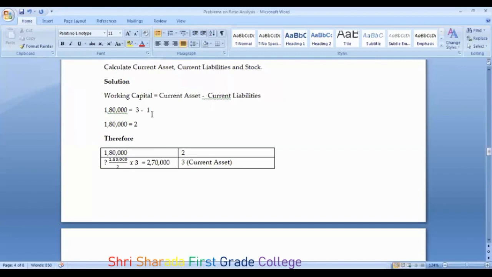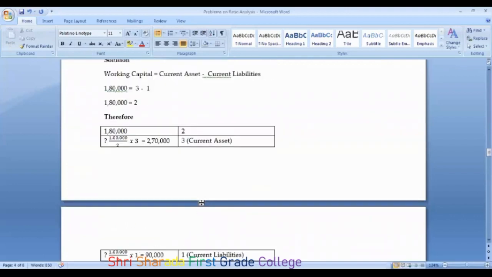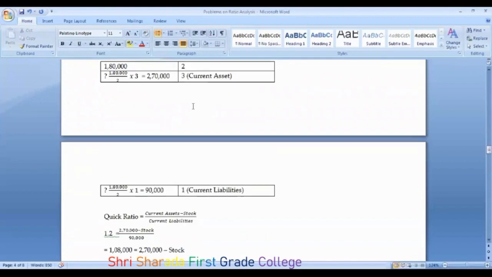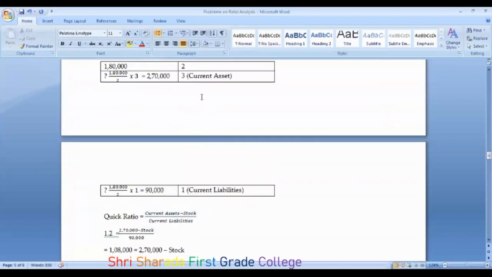And for 1, you have to find out when there is 2 worth of 1,80,000. The same way current liability will be computed. Further, there is a quick ratio 1.2 is to 1. There is an information. So quick ratio is equal to current assets minus stock divided by current liability, 1.2. So current assets you have already calculated here.